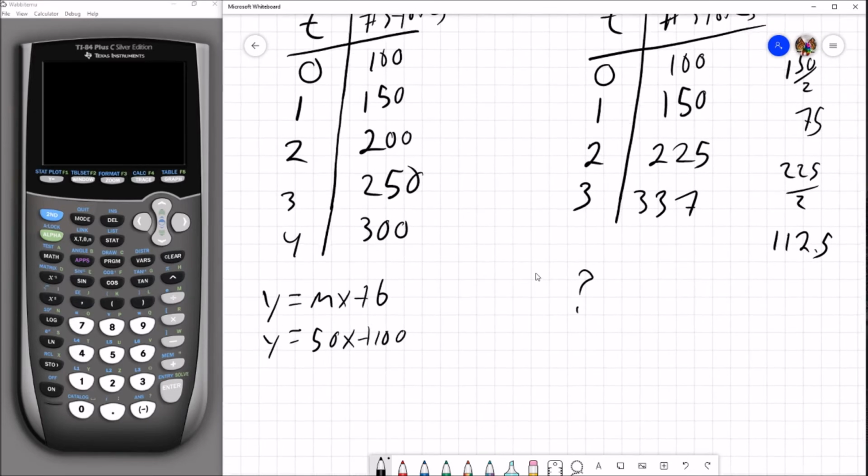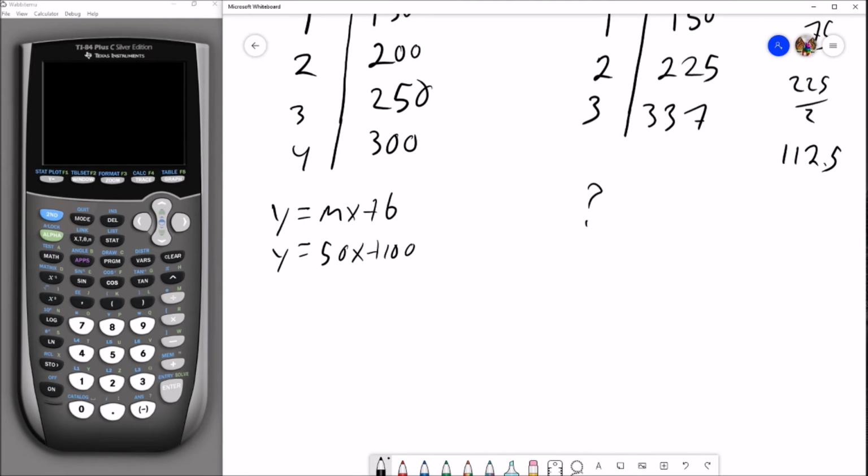But what is the equation for Company B here? To do that, we have to be a little ingenious about this. So what we'll do is think about, what if we were to rewrite this?